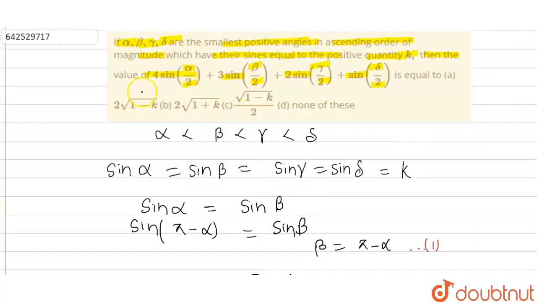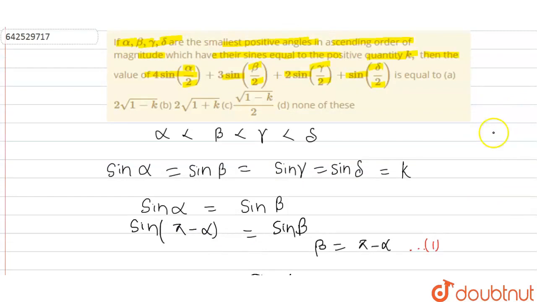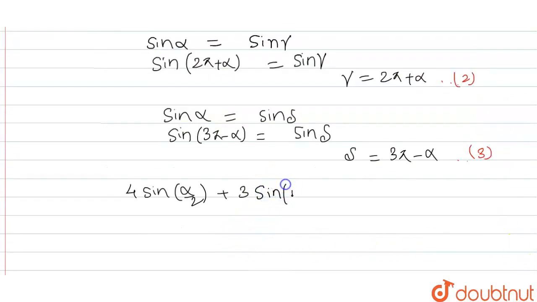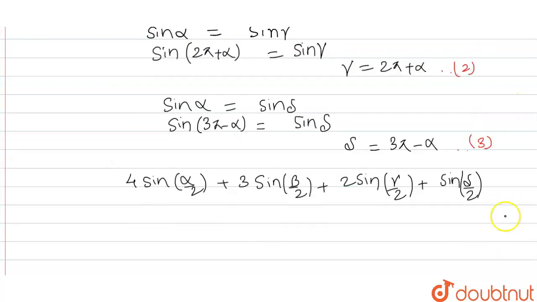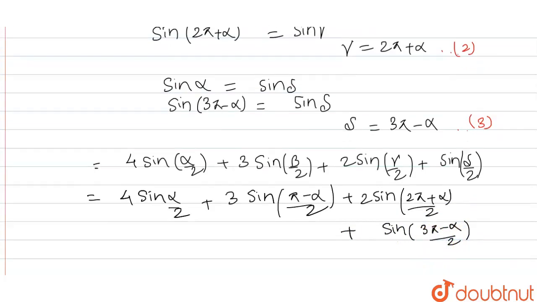Alright, now coming back to the question, which is given as 4 sin alpha by 2 plus 3 sin beta by 2 plus 2 sin gamma by 2 plus sin delta by 2. Now put the values. 4 sin alpha by 2, put beta in terms of alpha, which is pi minus alpha, right? So sin of pi minus alpha by 2, plus 2 sin gamma, that is 2 pi plus alpha by 2, and sin delta is sin of 3 pi minus alpha by 2.